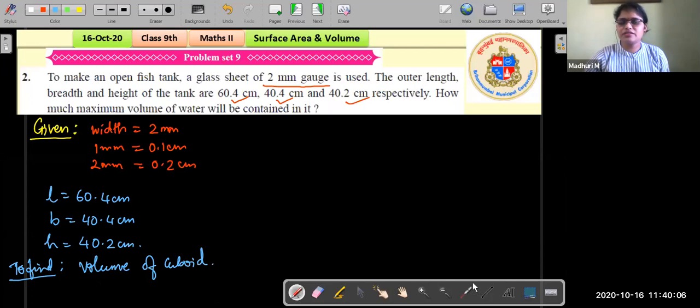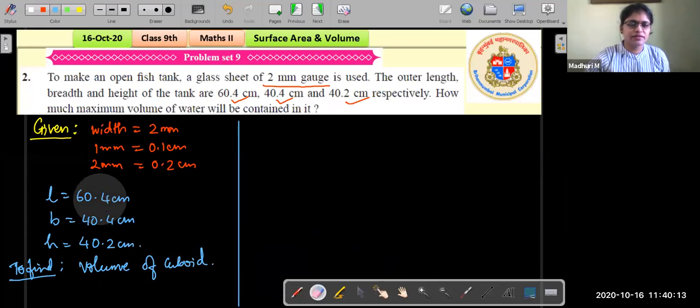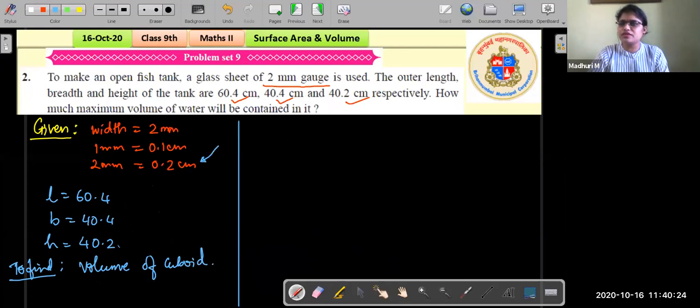Okay, are you all ready with the formula? What is the formula to find the volume of a cuboid? Yes, you all are right, that is LBH. But before you start the calculations, think, why are we given this width? What is the use of this width? Is it just given for confusing us? No, there is something, we need to use that width.